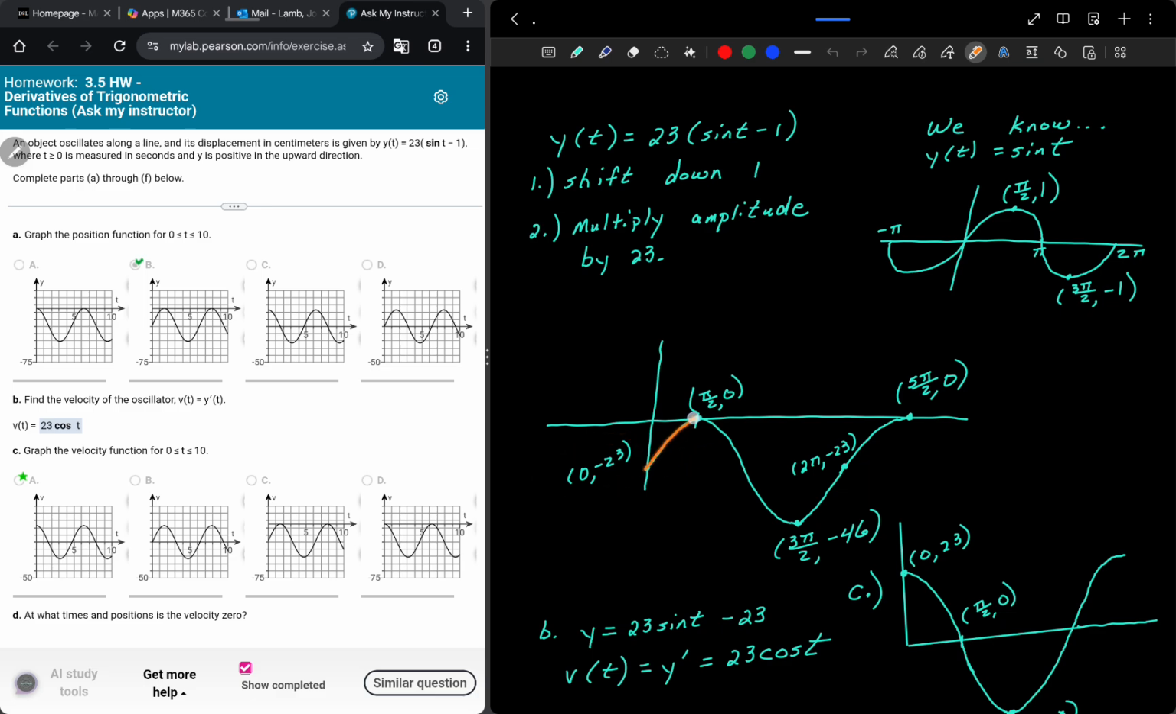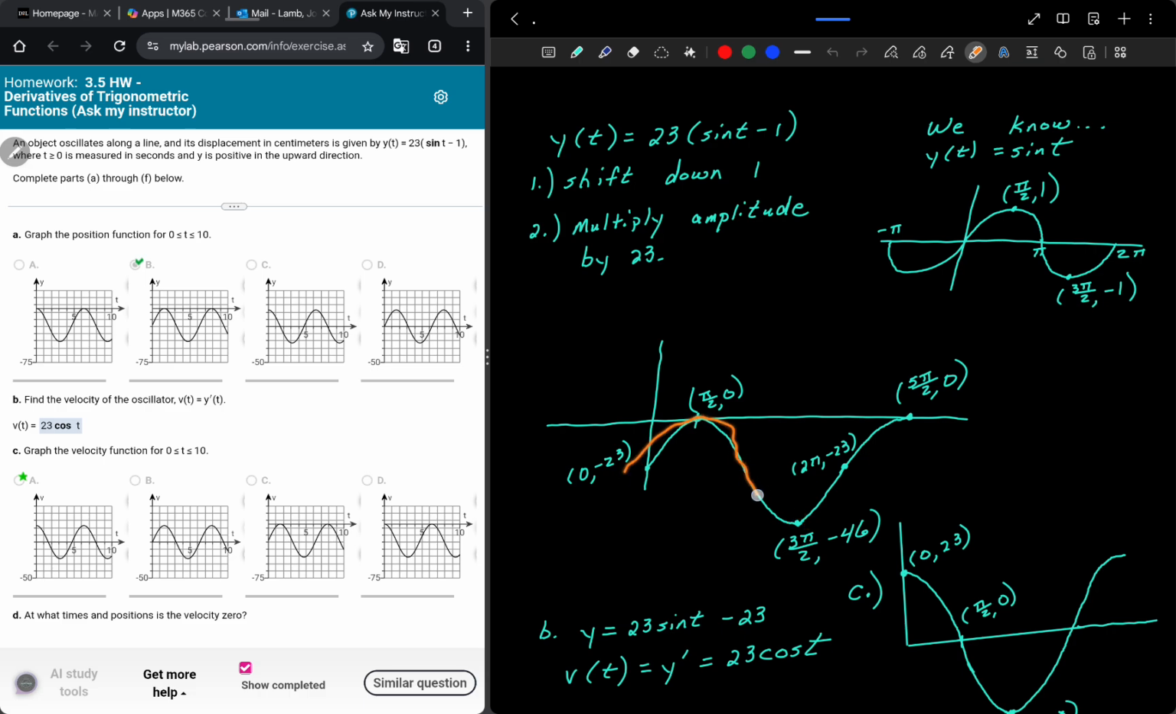I'd go up to pi over 2, 0. I'd have also the point pi, negative 23. And this point 3 pi over 2, it got shifted down 1 unit to negative 2. That got multiplied by 23. That's where I'm getting the negative 46 down here for the 3 pi over 2.